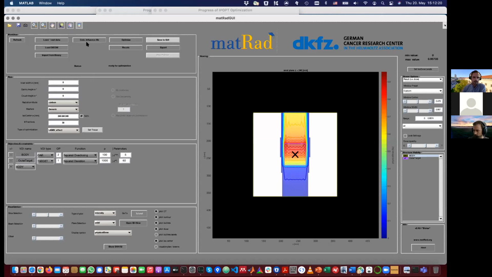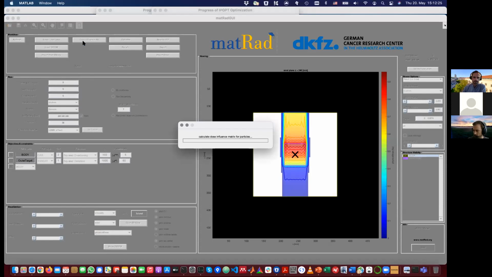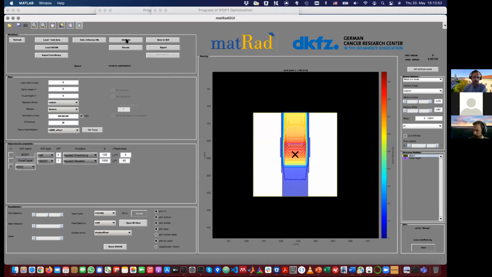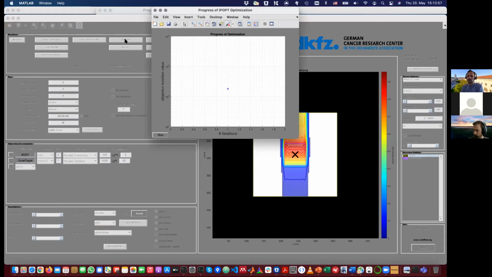Now we have to click again on Calc Influence Matrix. So now we calculate new, especially new alpha and beta influence matrices, because the biology changed, and so the LEM prediction changed. And now we click on Optimize. So now we run a biological optimization for this simplistic water phantom case, but we now assume a different biology.